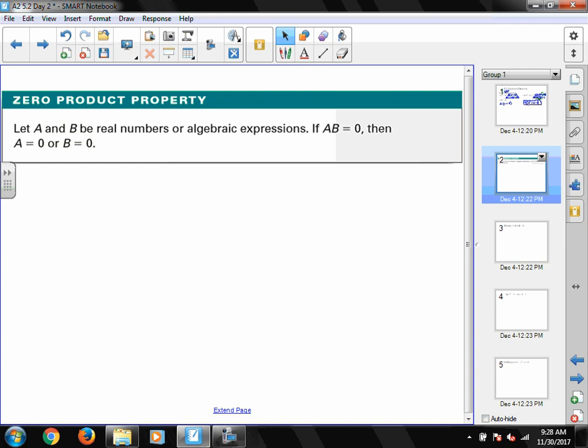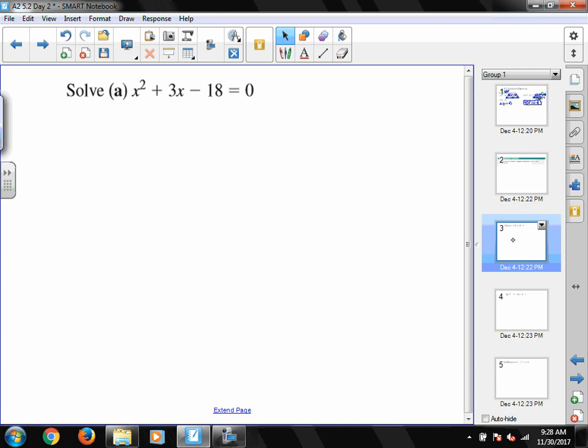But in order to multiply to 0, something has to be 0. Nothing multiplies to 0 unless it's being multiplied by 0. So we're going to use that to help us out today. If we look at 2x squared plus 3x minus 18 is equal to 0, we need to make sure that this right side is equal to 0. From there, we need to factor the expression on the left.